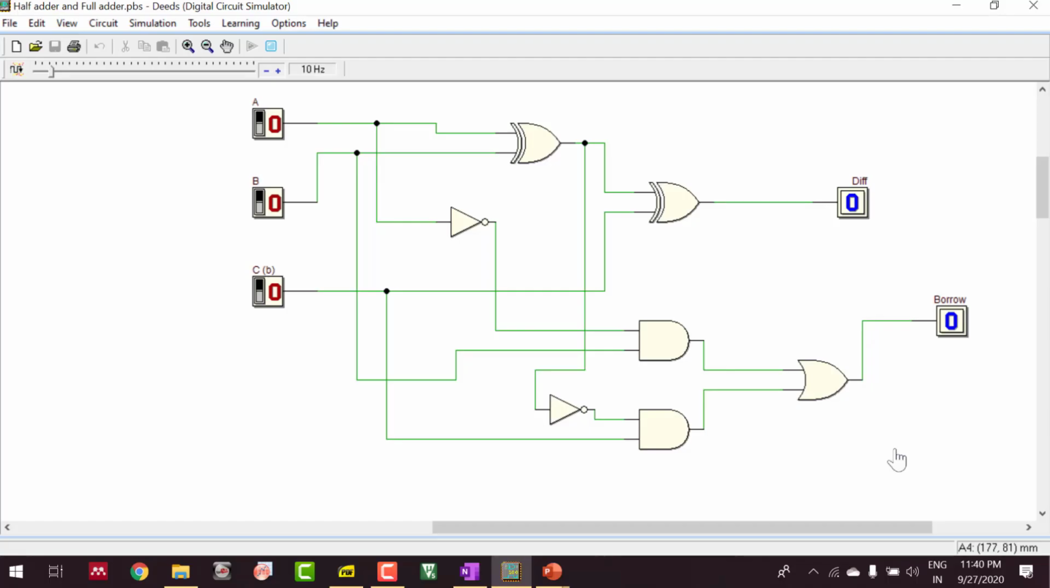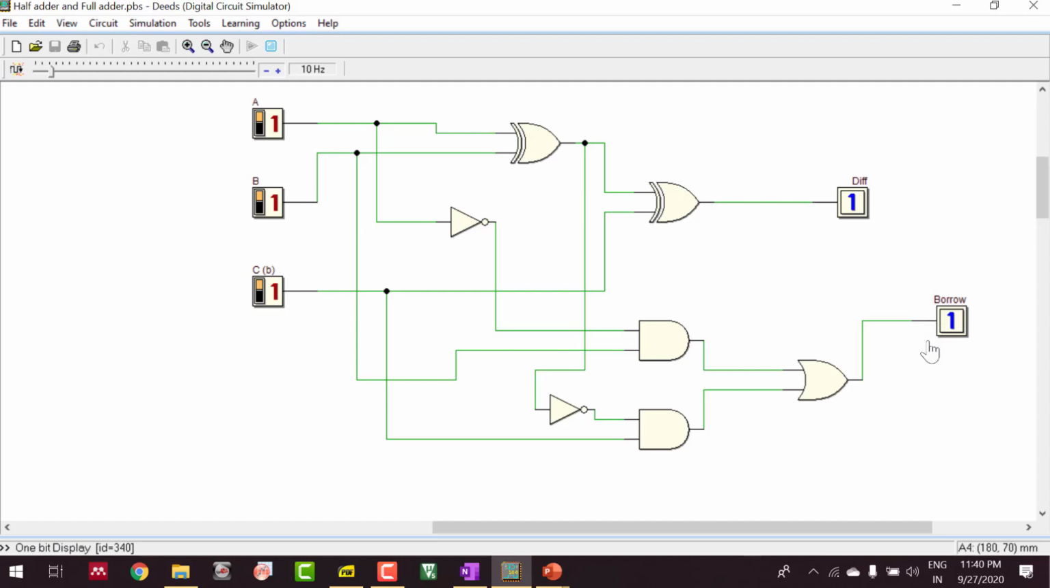Now if you look at here, this is a circuit which we are going to simulate in the DEED software. So whatever expression we have derived, the same circuit is developed here. I am going to check all ones. So all ones, 1 minus 1 will be 0. 0 minus 1 means you are supposed to produce a borrow 1 and a difference 1. You can see there is a borrow 1 and difference 1.